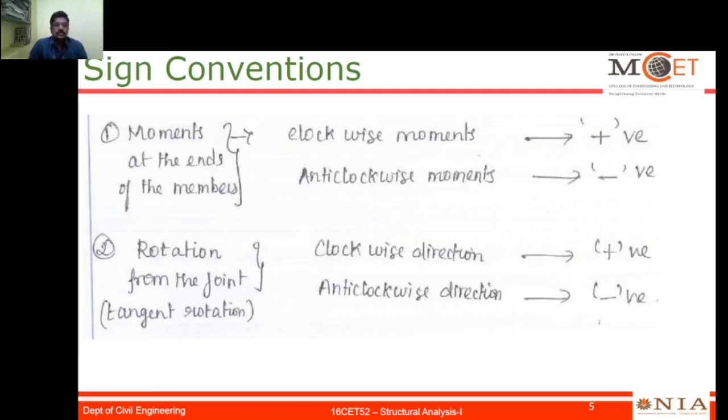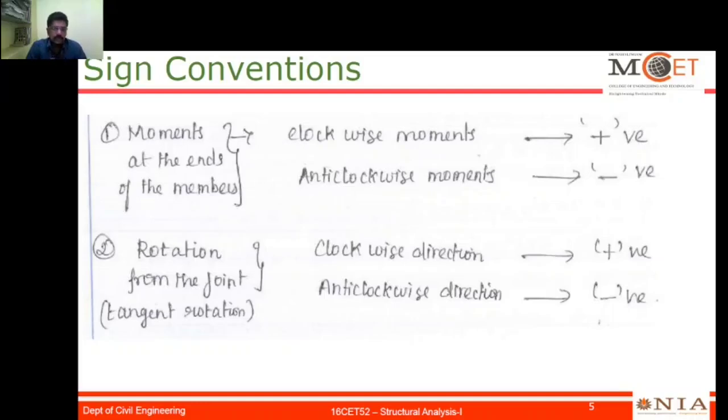So next we are going to see the sign convention. Moment at the ends of the member: generally we will always assume that the clockwise moment is positive. That is, if the moment rotates like a clock, then the moment is positive. If it is anti-clockwise, then it is negative.